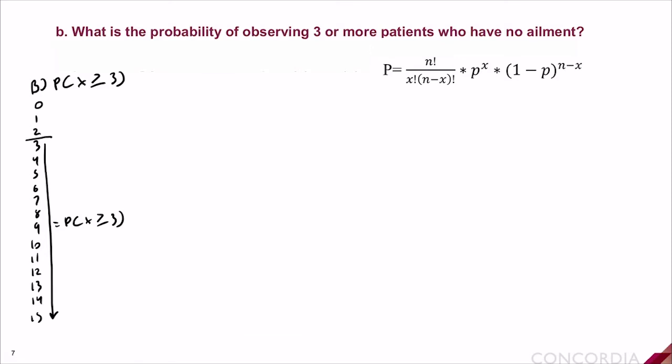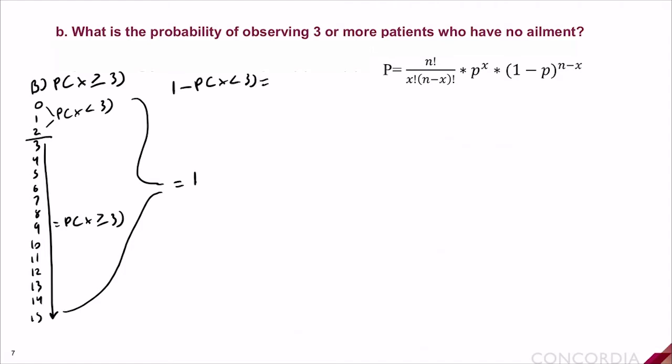Since we know that all probability must add up to 1, we could find the probability of what we're not looking for, which would be the probability of X being less than 3. Once we find that answer, we would take 1 subtracted by the probability of X being less than 3, which would give us the probability of X being greater than or equal to 3.